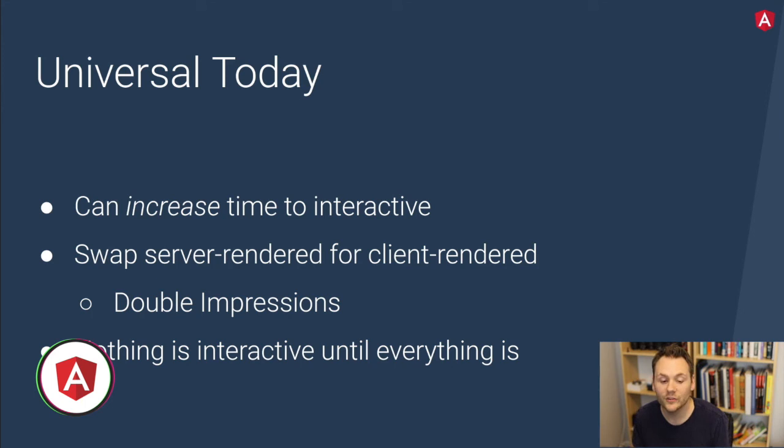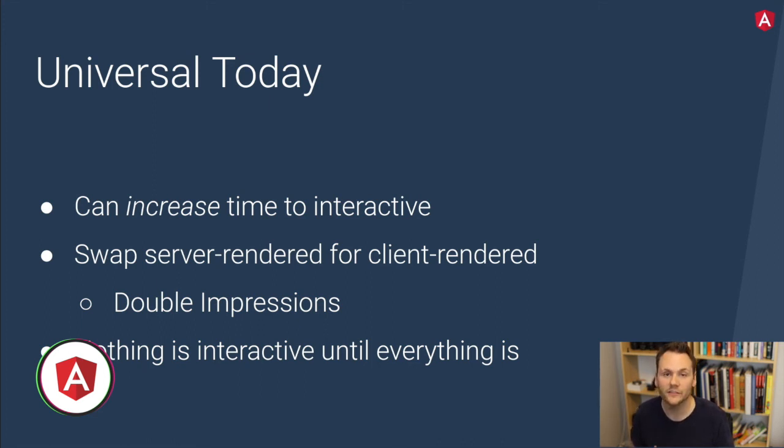So Universal today, if you do take advantage of it, can increase the time to interactive or some of these metrics from the Web Vitals, because it still has to bootstrap your application, but it also has to parse and paint the HTML that you send it. So you're kind of increasing the work for the browser, even though a user might have a better experience. There are also some problems: we swap out the client-side bootstrapped version of the application for the pre-rendered version. So we just remove all the DOM and add new DOM back. If you use advertisements or things like that, that can create double impressions. So you should think about that.